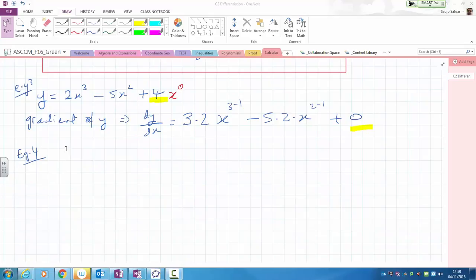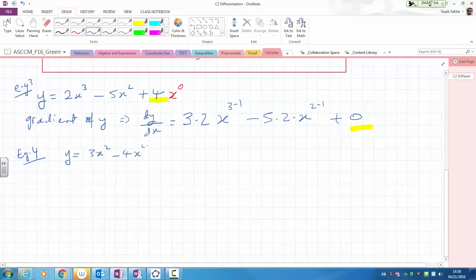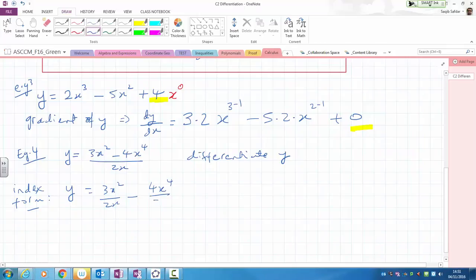Let's look at a couple more cases that you should note down. Let's say we've got an expression like this: y equals 3x squared take away 4x to the power of 4, divided by 2x. And the question is, we should differentiate y. The way we will do this is firstly put y down in what we call index form, where you don't want it as one fraction over another. You want it in simplified form. So you've got 3x squared over 2x minus 4x to the power of 4 divided by 2x.